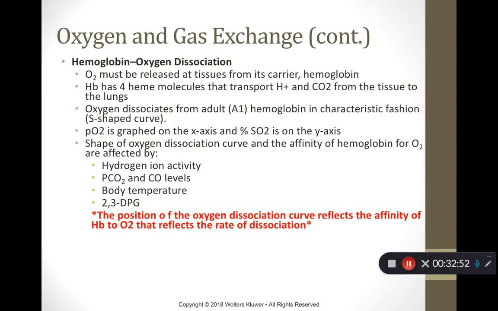The shape of this oxygen dissociation curve and the affinity of hemoglobin for oxygen can be affected by the hydrogen ion activity, the partial CO2 or CO levels, the body temperature, and 2,3-DPG. The position of the oxygen dissociation curve reflects the affinity of the hemoglobin to oxygen, which reflects the rate of dissociation.